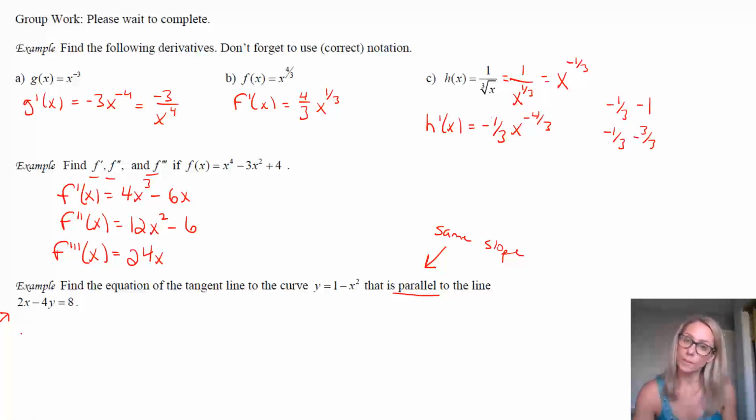But we don't know what that slope is of that line yet, because that's not in slope-intercept form. So, a couple things we need to do here. Hold on. Let's think about this. So we need to think about what that same slope is. So we'll solve this for y, and use some division here.